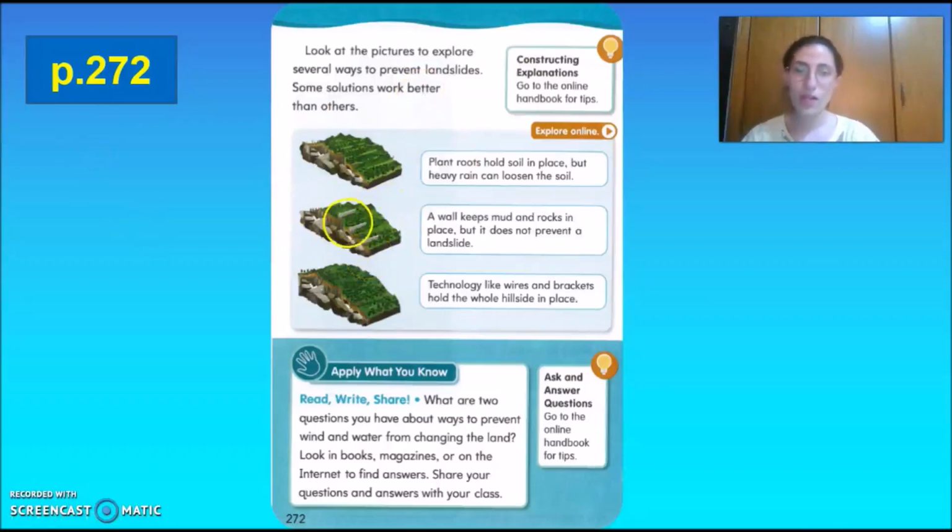Great, so if we want to keep the mud and rocks in its place, it will be a good solution to build the wall, but it will not stop the landslide from happening, so it won't be a good solution for stopping landslides, okay?